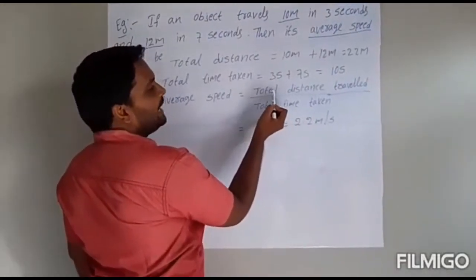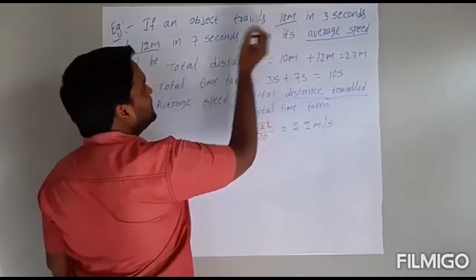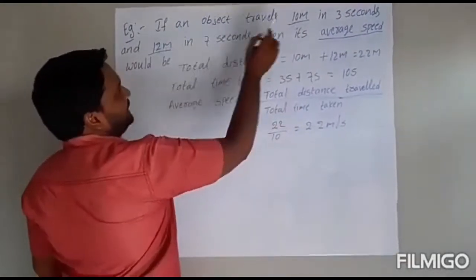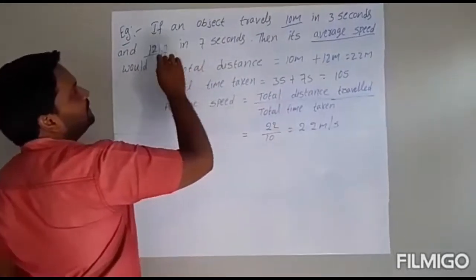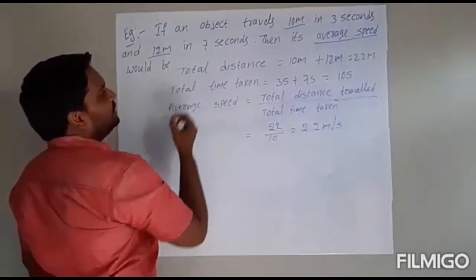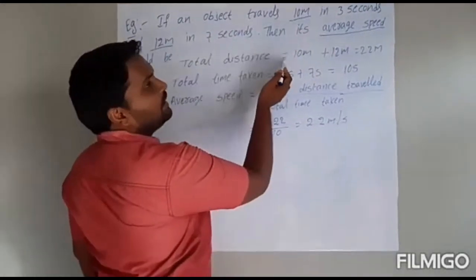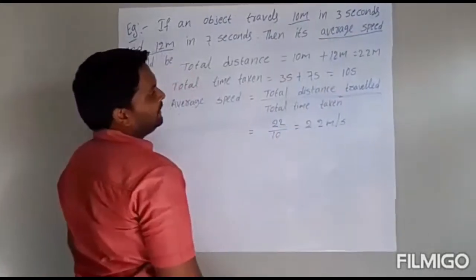So first we have to calculate total distance. Where is the total distance? Here one distance and here another distance, 10 meters and 12 meters. These are the two distances we have to add. Then you will get total distance traveled. So total distance is equal to 10 meters plus 12 meters, that is 22 meters.